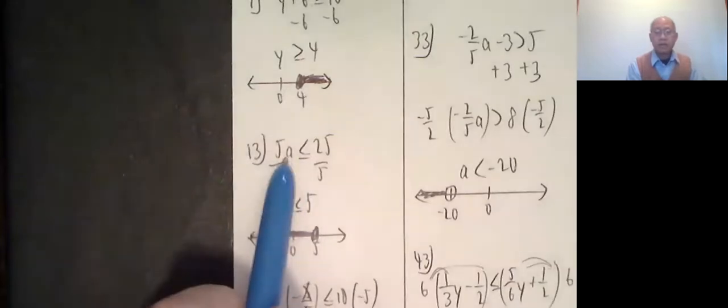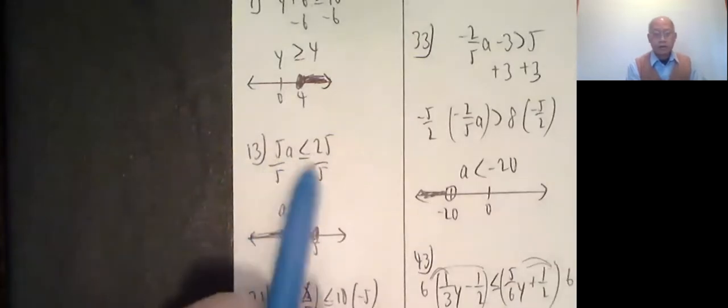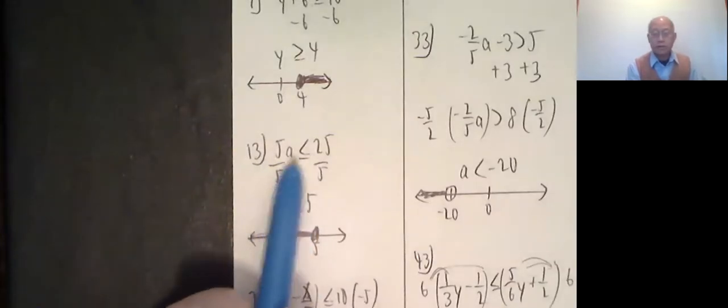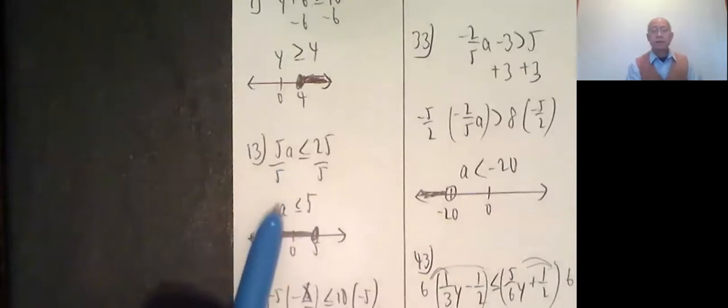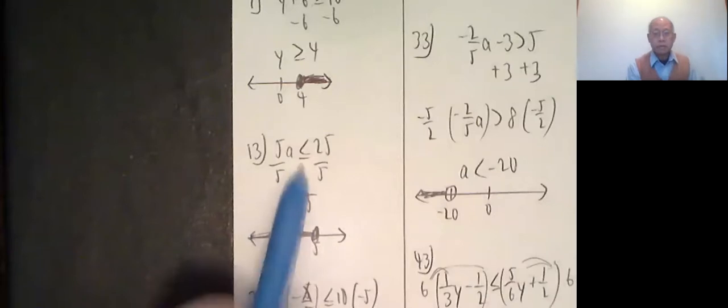13, 5a less than or equal to 25. Divide by 5. That's exactly what you would have done if it said equals. Just do the same thing. A is less than or equal to 5. Closed circle, because I'm including 5. Less than means shade to the left.